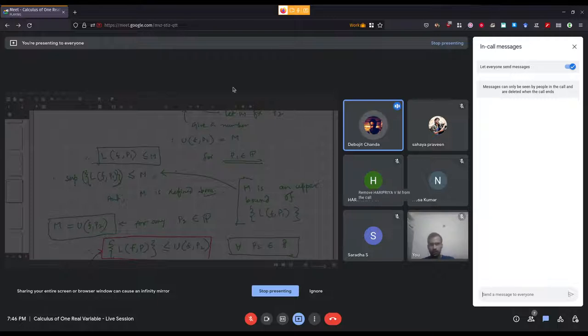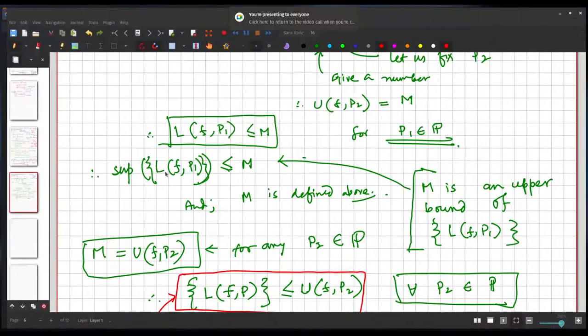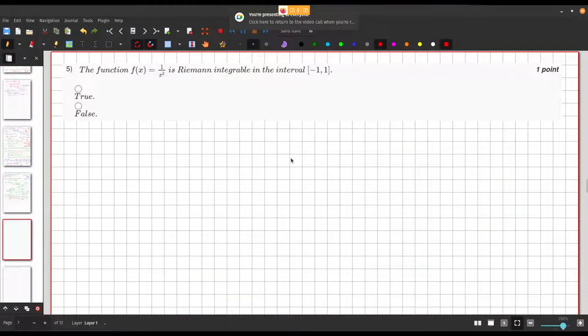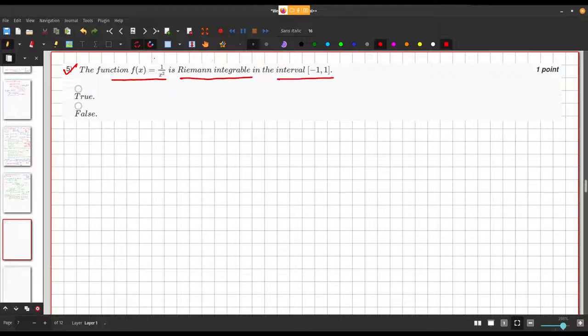Okay, so I don't think there are any questions. So let me move to the next problem, which is problem number 5 here. Basically we have to check whether this function is Riemann integrable in the interval or not. So this is a very simple problem.